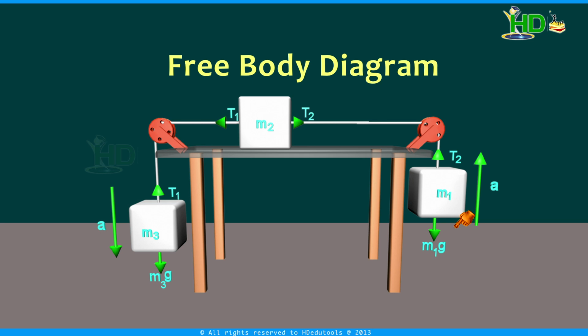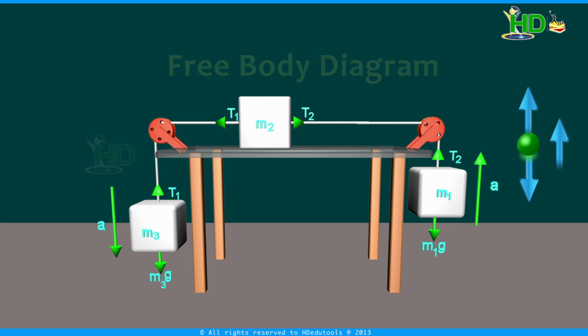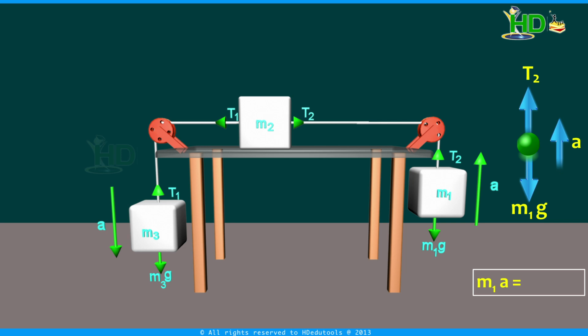Okay, first we take m1. What are the different forces on m1? m1 is considered as a particle. The weight is acting vertically down, that is m1g. Let us take the tension T2 acting vertically up, and it is moving with acceleration a. Now in this case, the net force on m1 is m1 into a. This is equal to T2 minus m1g.